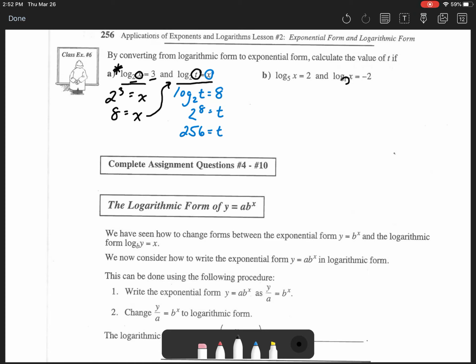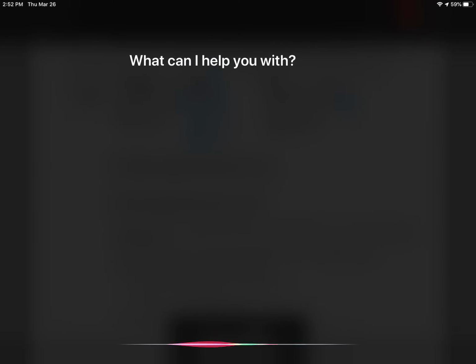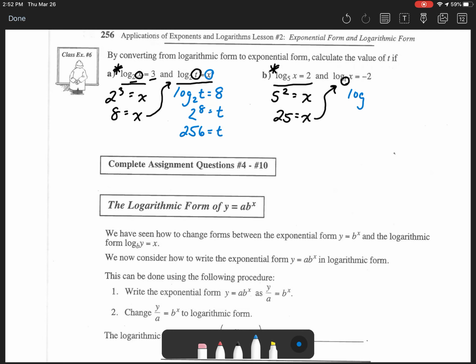In B, very similar. There's the t I'm after, but in order to get to that, I have to use this expression right here. So what I'm going to do is go 5 to the exponent of 2 is equal to x, and we know that that is 25. So I now know that x has a value of 25. I take this piece of information into this equation on the second part of the question. So now I know that I have log base t of 25, in place of x, will equal negative 2. So I can say now, turning into exponential form, t to the exponent of negative 2 equals 25.